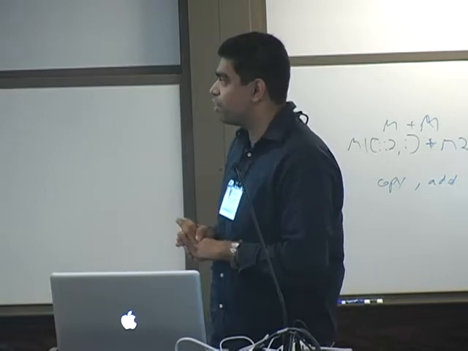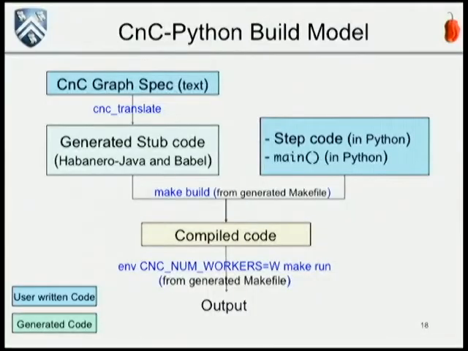Okay, so once you've defined this CNC graph, what do you have to do? We provide a tool called CNC Translate. You need to run your CNC file against this tool, and it's going to generate a whole bunch of code. It'll generate some Java and then some Babel-specific APIs. I'll get to that a little later when I discuss the implementation. And it's also going to generate stubs for your Python code. That's where the user can fill in his actual own Python. And there is no restriction to the Python you can write in there.